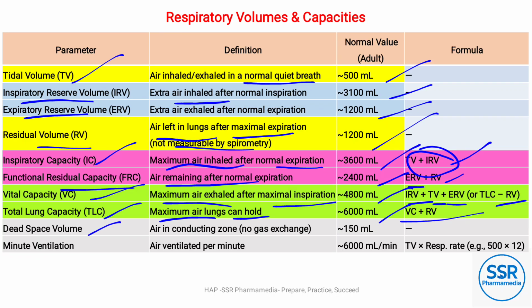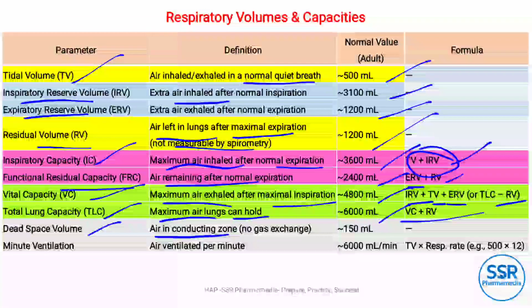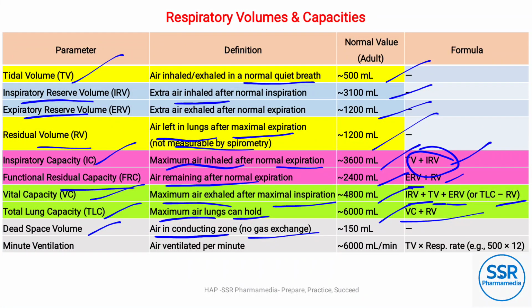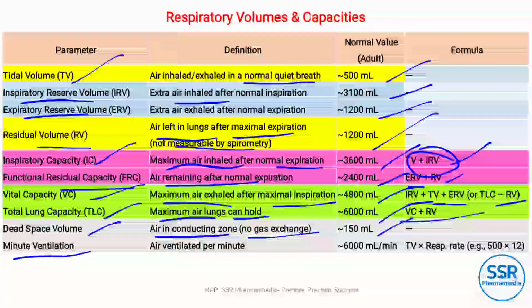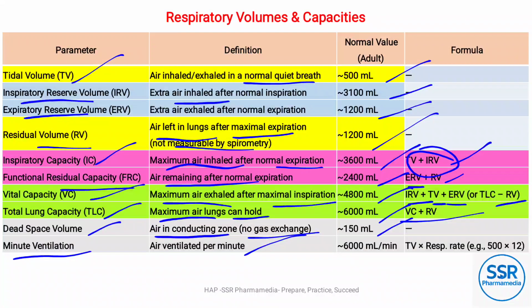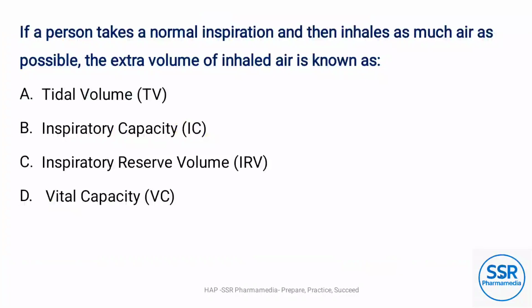Dead space volume means air in the conducting zone, where no gaseous exchange takes place, nearly 150 ml. Minute ventilation is the air ventilated per minute, nearly 6000 ml per minute. It is tidal volume times respiratory rate. The respiratory rate is 12 per minute and the tidal volume is 500, so 500 into 12 is called minute ventilation.